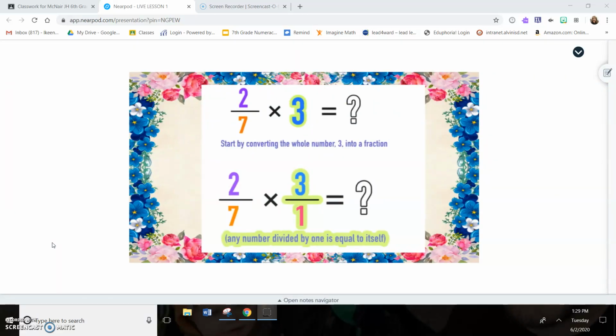All right, we have 2/7 times 3. First, we're going to start by converting the whole number 3 into a fraction. You do that by putting the number over 1, which we can also call dividing the number by 1. So our problem becomes 2/7 times 3 over 1.